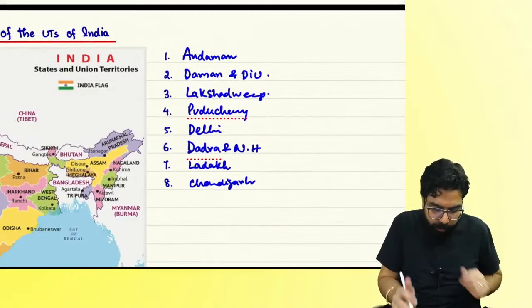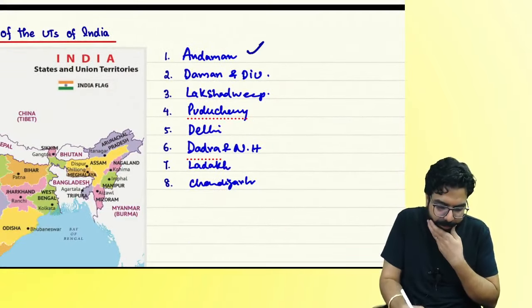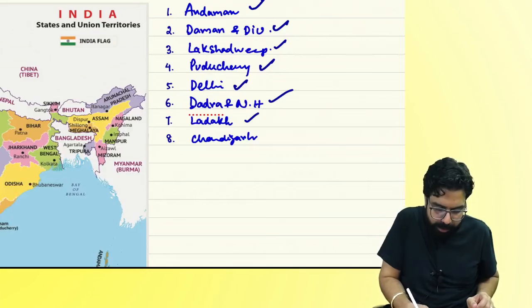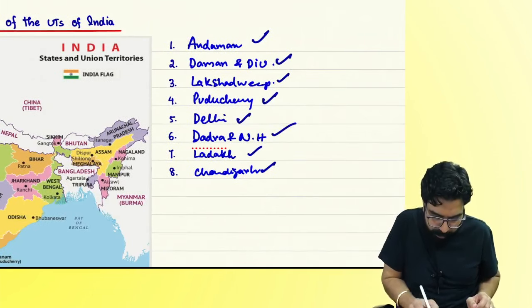Okay, tell me one thing. What are the different UTs which were there? Andaman, Daman and Diu, Lakshadweep, Pondicherry, Delhi, Dadra and Nagar Haveli, Ladakh, Chandigarh. One more was there.